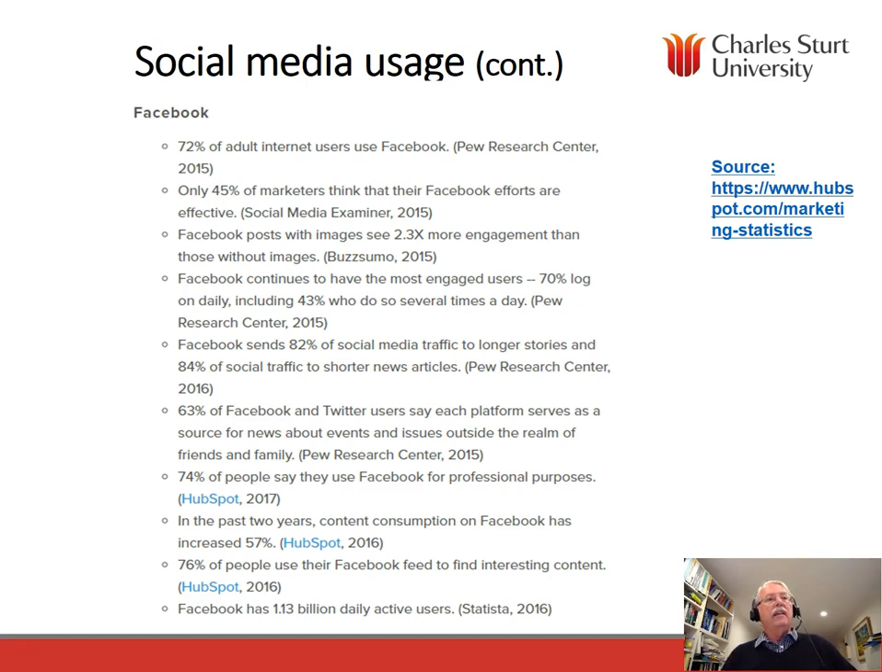Amazingly, 63% of Facebook and Twitter users say each platform serves as a source for news about events and issues outside the realm of friends and family. Nearly three quarters use Facebook for professional purposes, and Facebook has over a billion users.